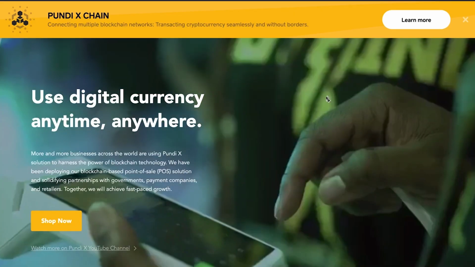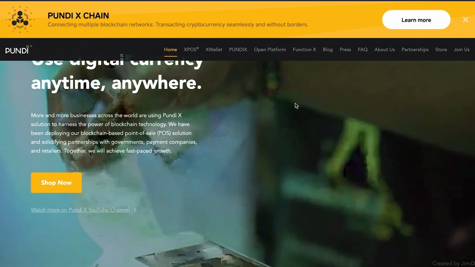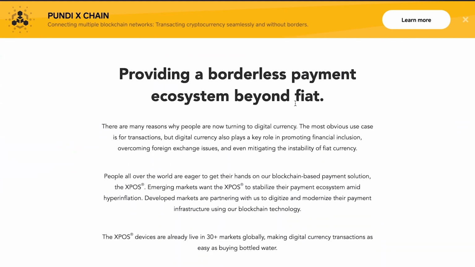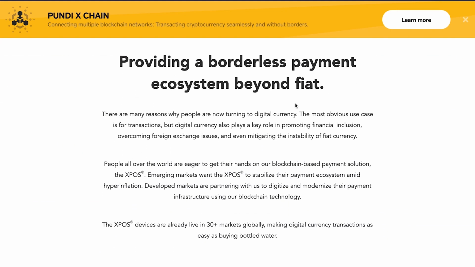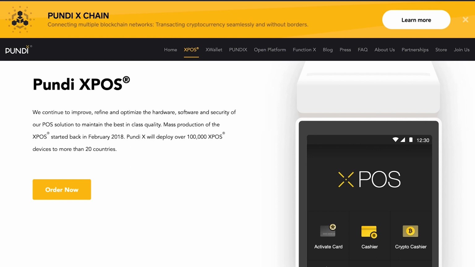So let's compare this with another company called PundiX. Their native token is Pundi, and what they are is a point of sale blockchain company. And they work very similar to like the Square reader you would use if you went to your local coffee shop to purchase a coffee. But this reader, XPOS, that they provide is similar to Square, but it accepts all different forms of cryptocurrencies.